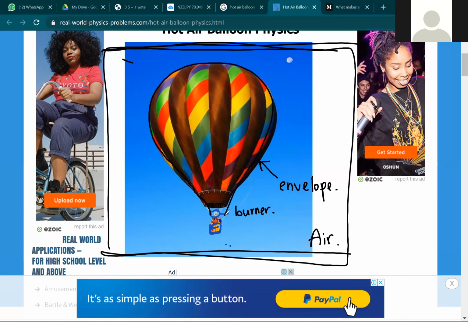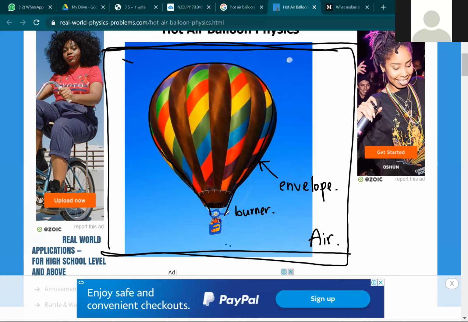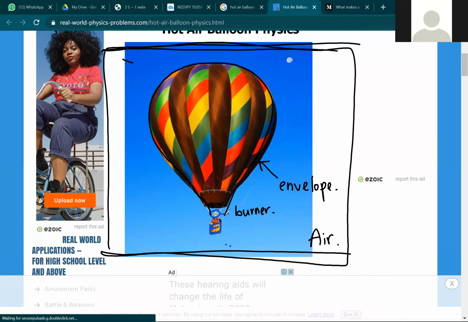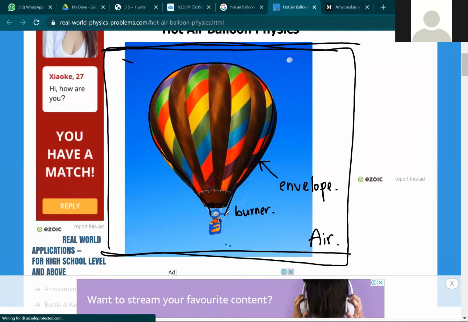Which is why they have a very big envelope. Why? Because they want to displace so much air, a huge amount of air, just like a ship in water. They want to displace a huge amount of water equal to their weight. So this works on the same concept. It displaces a huge amount of air.